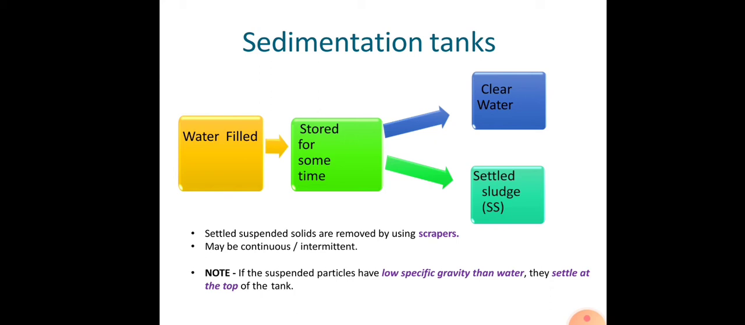After the detention time, the particles which have specific gravity greater than that of water will settle to the bottom. We call it the sludge, and then there will be clear water at the top. Then we can separate the clear water from the settled sludge. This process is what occurs in a typical sedimentation tank.